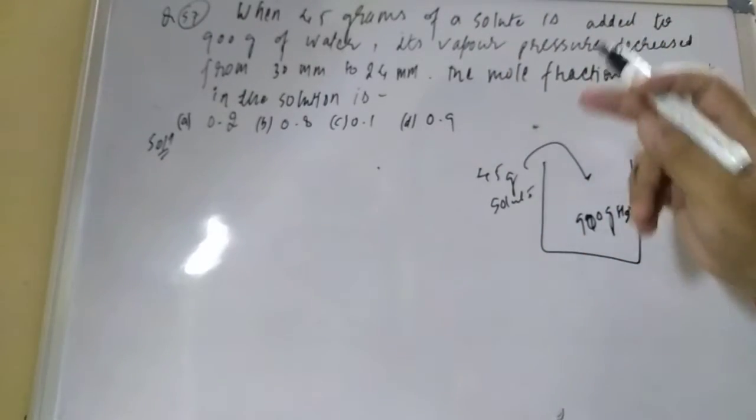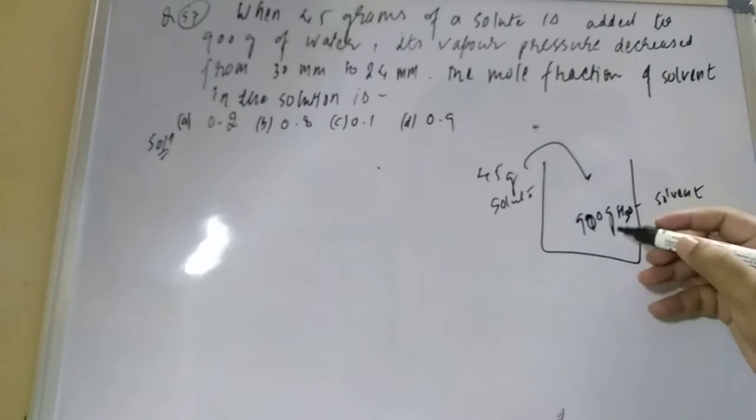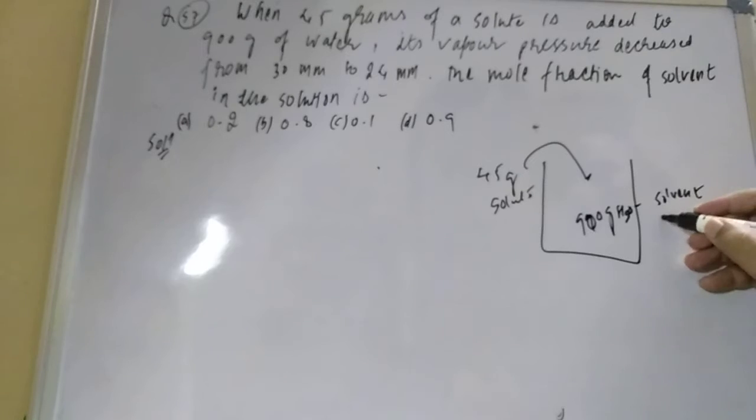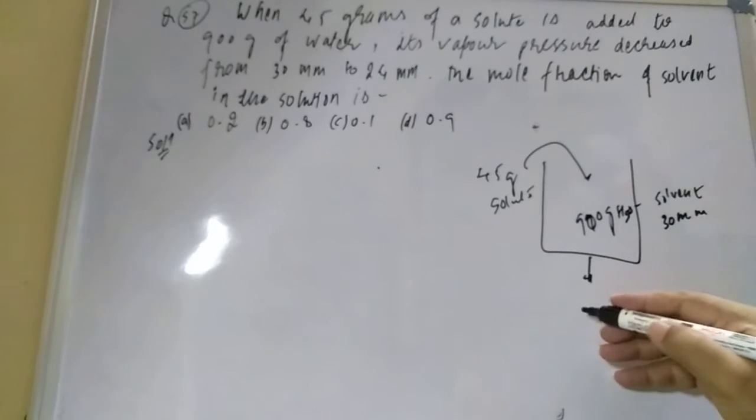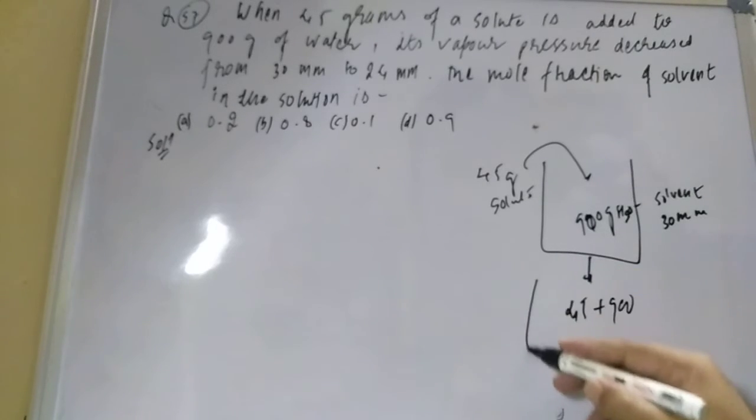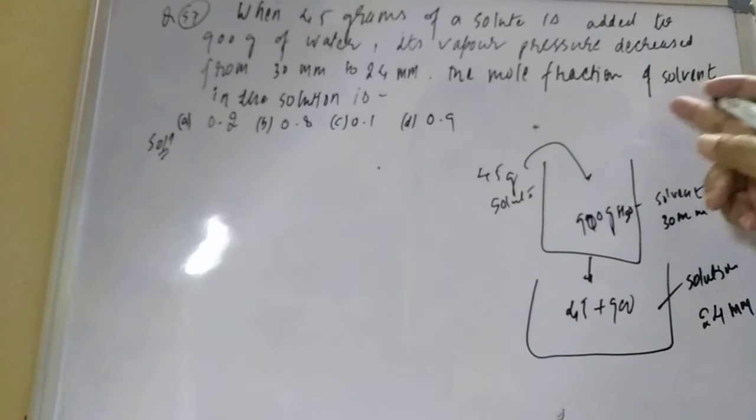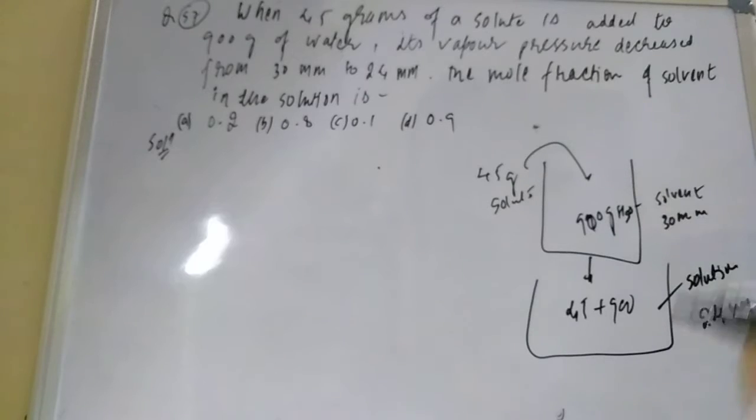Its vapor pressure decreases from 30 mm to 24. So earlier the vapor pressure is 30 mm. Now when the solution is formed, that is 45 plus 900 gram, the earlier vapor pressure is of the solvent, and now it is the solution, so the vapor pressure is 24 mm. The next portion of the question asks for the mole fraction of solvent in the solution.